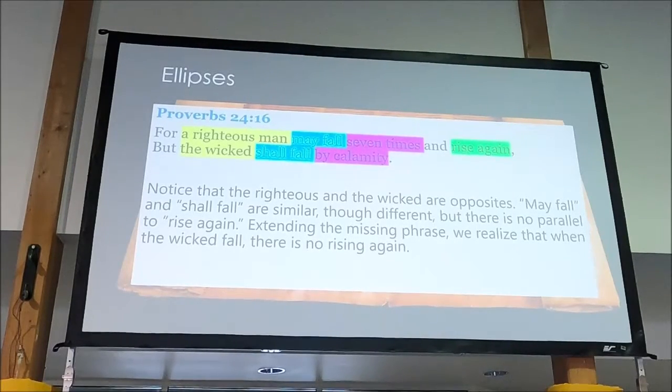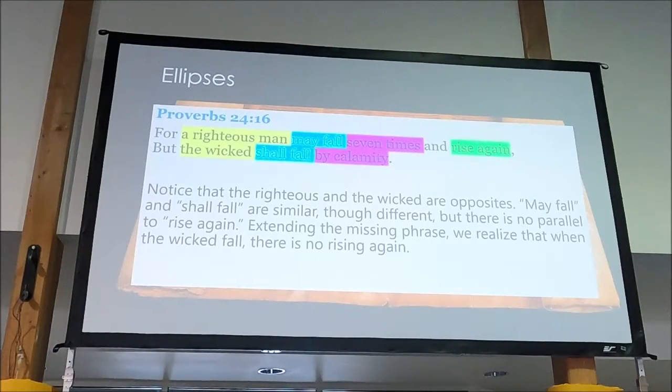So the may fall and shall fall are similar. They're kind of different though. But there's really no parallel to rise again. So what's missing? It doesn't say the wicked will rise again. So what's missing is that the wicked fall by calamity, and that's it. They don't get back up.